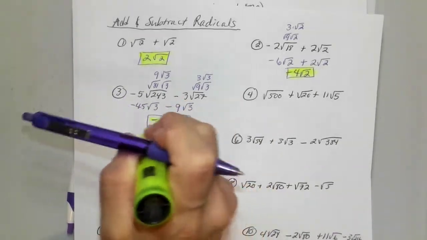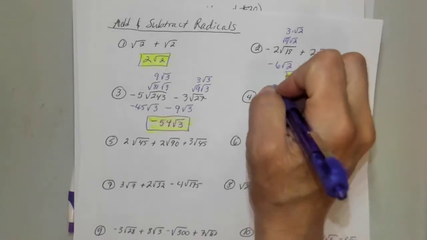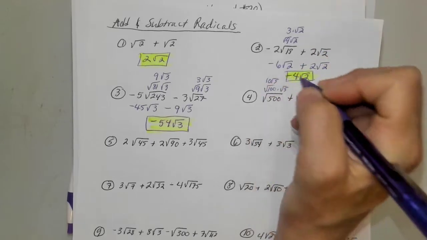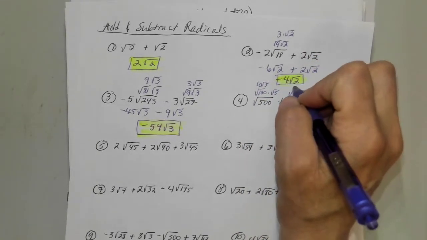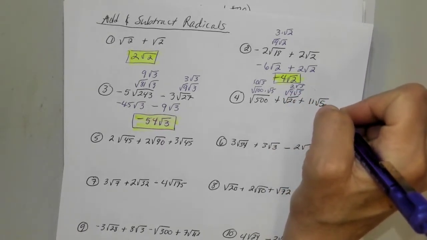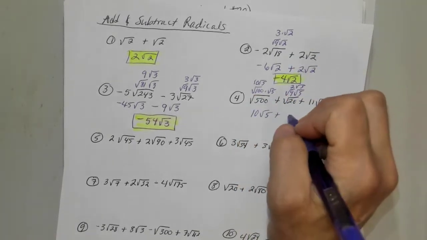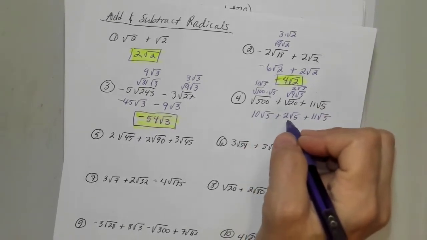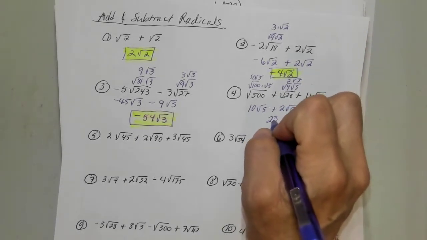Okay, continuing on. Again, I'm going to look underneath the radical sign. 500 is 100 times square root of 5, which is 10 root 5. 20, I know I can get a 4 times a root 5, which is 2 root 5. And I don't need to do anything to this one because it's already a root 5. So I have 10 root 5 plus 2 root 5 plus 11 root 5. 10 plus 2 plus 11 is 12 plus 11, which is 23 root 5.